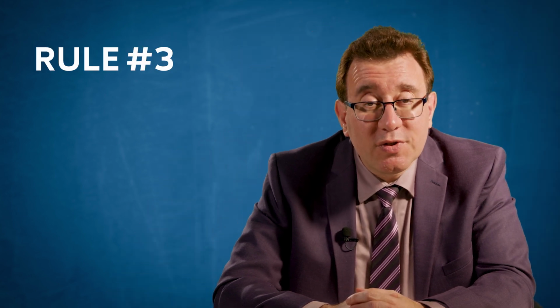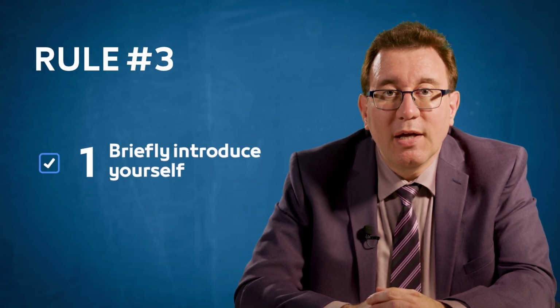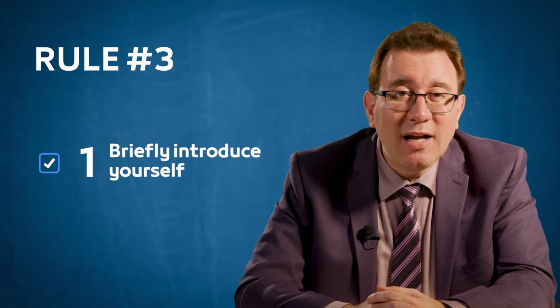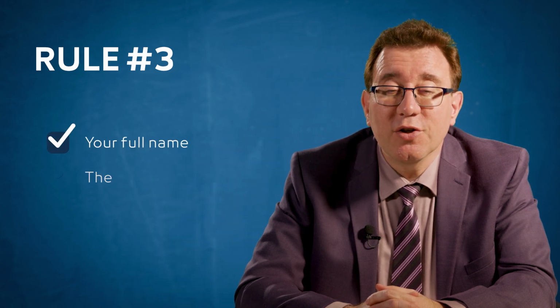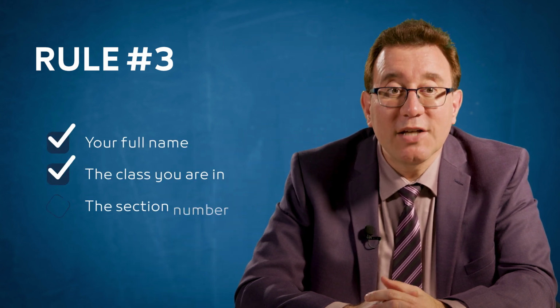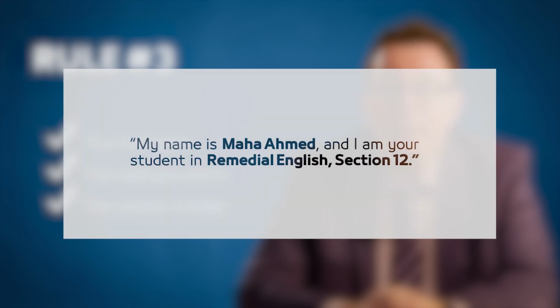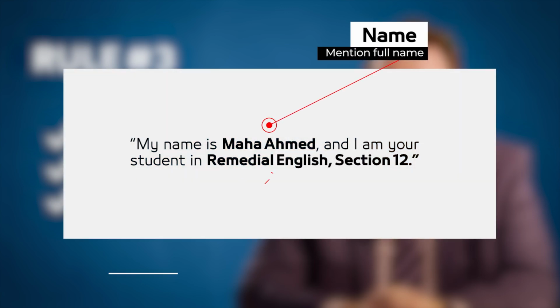Rule number 3 is a good one. Sometimes students forget to introduce themselves when they send an email, and their doctor or professor may not know which student it is or which section they're in. Always be sure to include your full name, the class that you're in, and your section number. As we can see in this example, my name is Maha Ahmed, and I'm your student in Remedial English, Section 12.